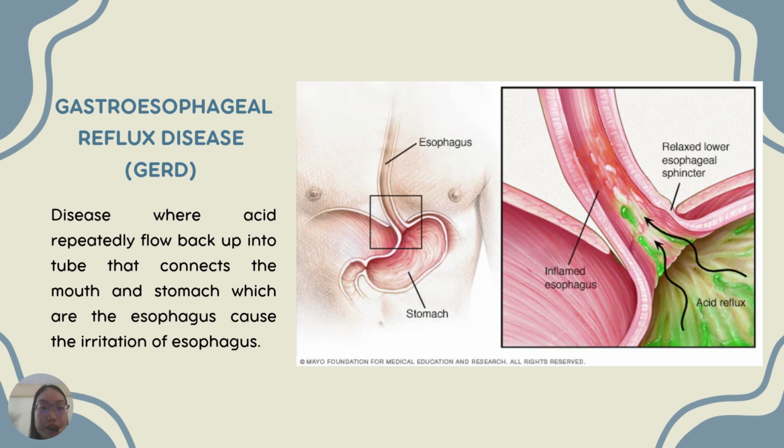The disease that I want to focus on today is gastroesophageal reflux disease, also known as GERD. This is a disease where acid repeatedly flows back up into the tube that connects the mouth and the stomach, which is the esophagus, causing irritation of the esophagus. As you can see in the picture, the location of the stomach, and you can see the acid reflux begins to occur, and it causes inflammation in the esophagus.